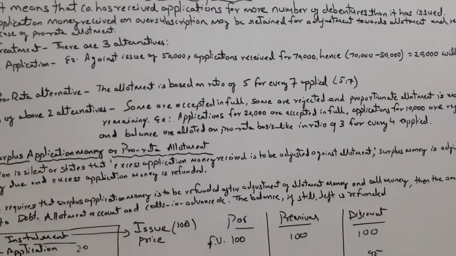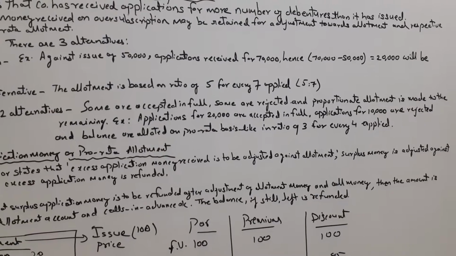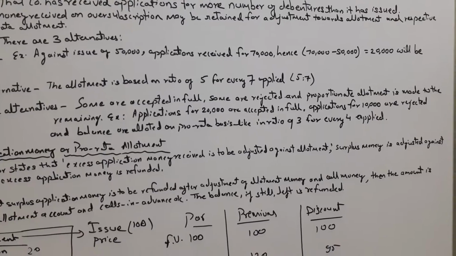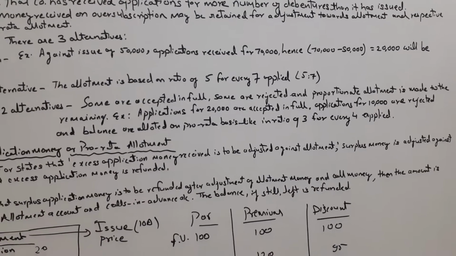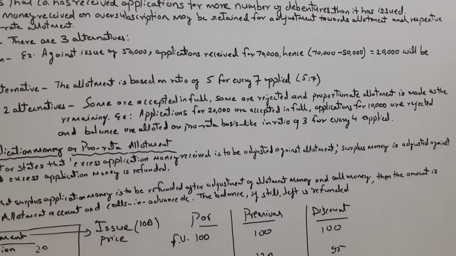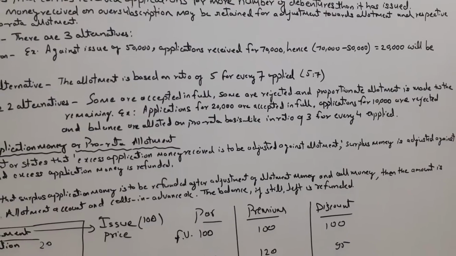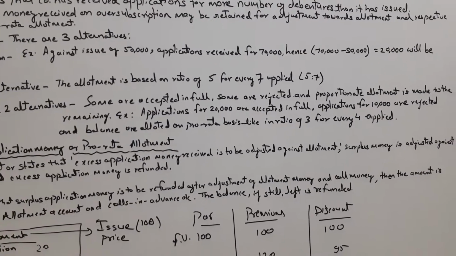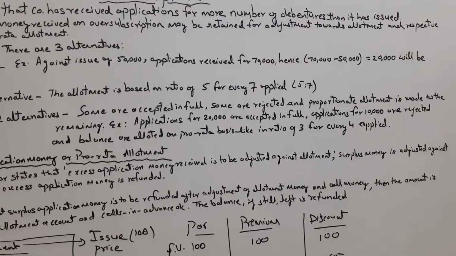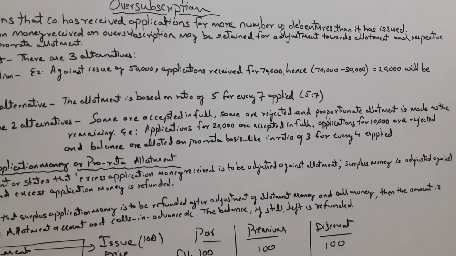Like here you can see, some are accepted in full, some are rejected, and proportional allotment is made to the remaining. For example, applications for 20,000 are accepted in full. Now applications for 10,000 are rejected. Out of the 20,000, 10,000 is rejected, and the balance is 20,000 minus 10,000, which is 10,000. So this balance is allotted on a pro rata basis, like in the ratio of 3 for every 4 applied. Whosoever holds 4 shares will be allotted only 3. So 3:4 will be the ratio.